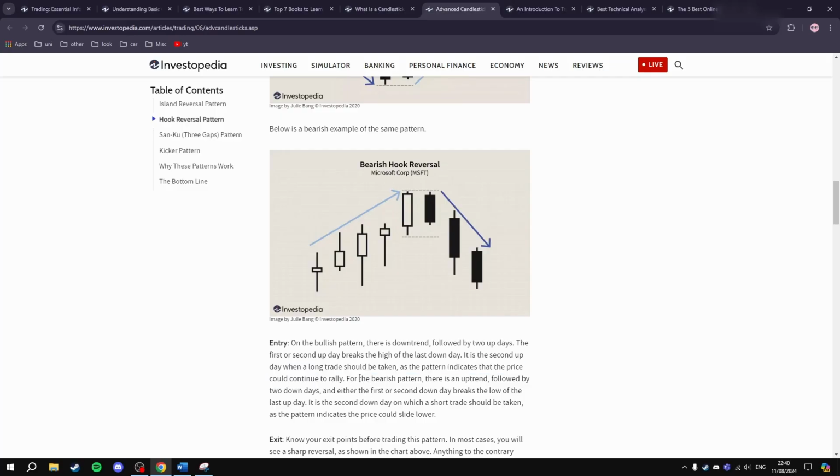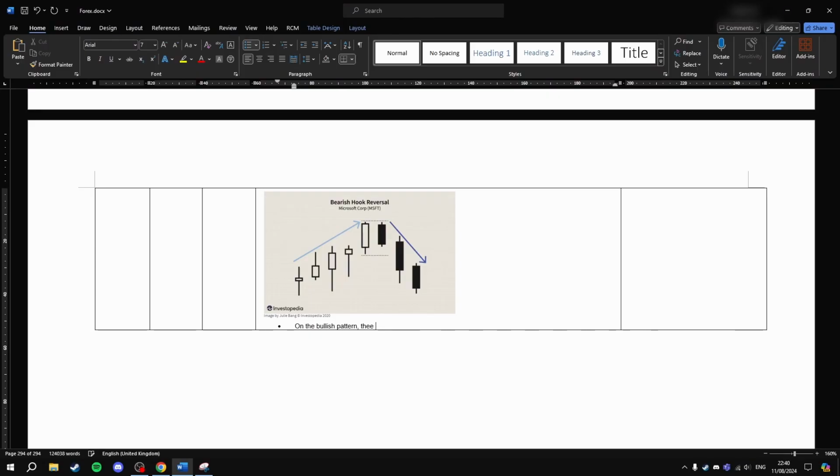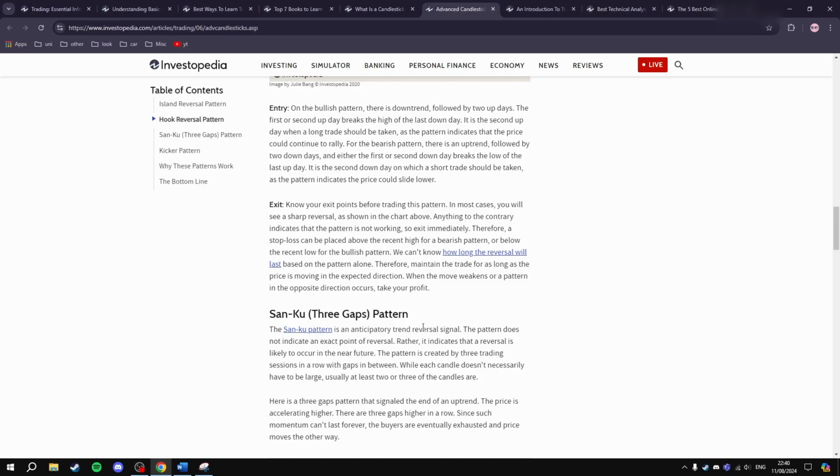For the bearish pattern, okay, so for the bullish pattern, there is a downtrend followed by 2 up days. I don't know if this description is for general or just for this specific example. So what if there's only 1 up day? Does that mean it's not a hook reversal pattern? Or followed by 2 up days.